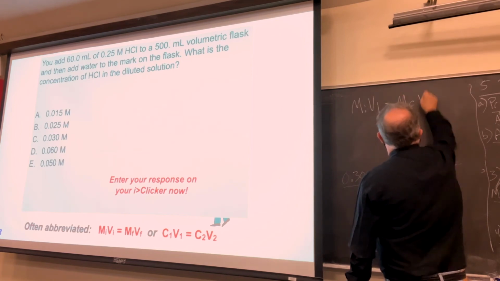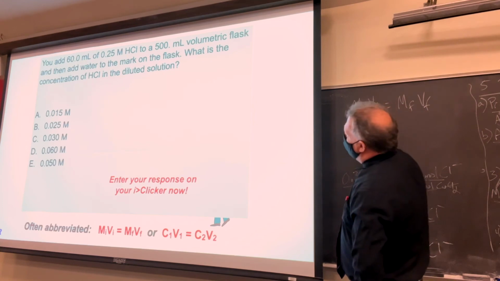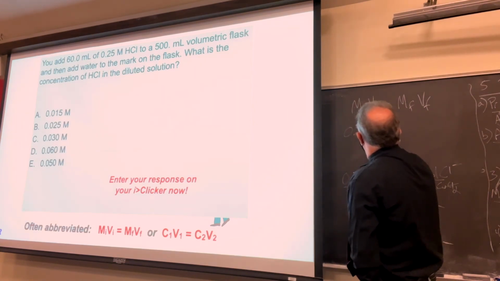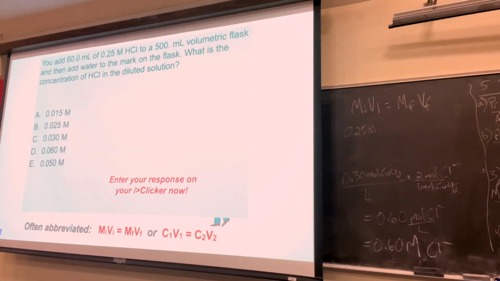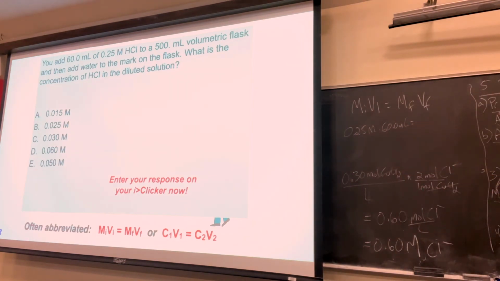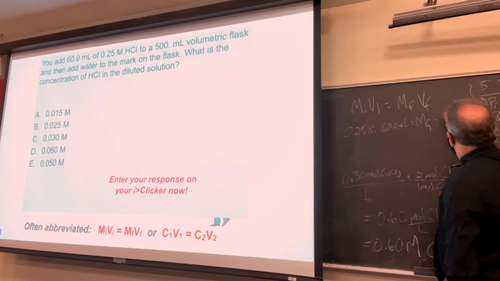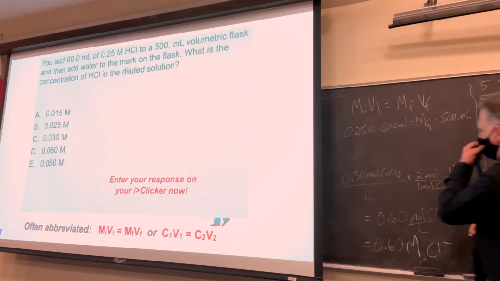MIVI equals MFVF. I stands for initial, so initial molarity times initial volume equals, MF, final molarity times final volume, okay? So in this problem, the MI, the initial molarity, is 0.25, and the initial volume, you could turn these all into liters, which is fine, but lazy chemists, 60 milliliters. If you use milliliters on the left, you must use milliliters on the right. We're trying to solve for the final concentration, the final molarity, MF, and the total volume is 500 milliliters.